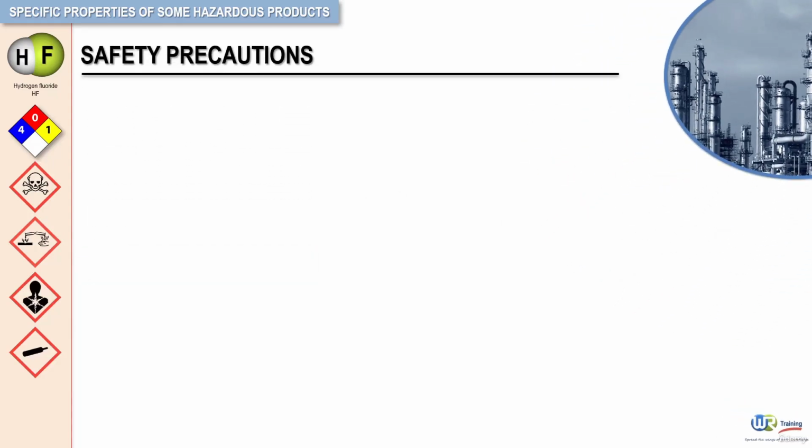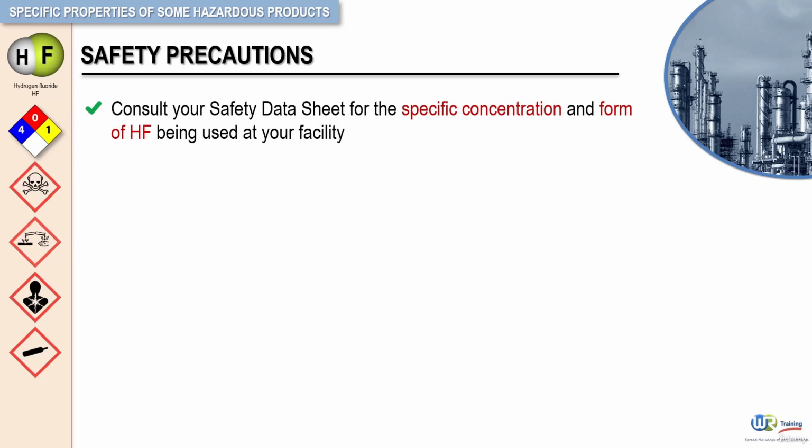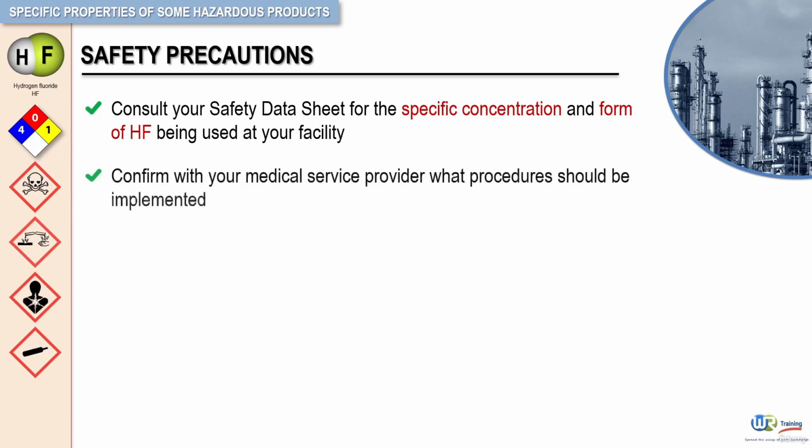Okay, now before starting work, consult your safety data sheet for the specific concentration and form of HF being used at your facility and confirm with your medical service provider what procedures should be implemented. For example, in case of skin exposures, which fluoride binding agent should be used for first aid. Now, in most cases, using calcium gluconate will be the most practical solution. But again, this has to be confirmed with your medical service provider.